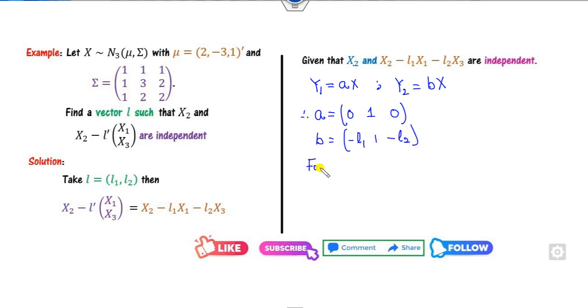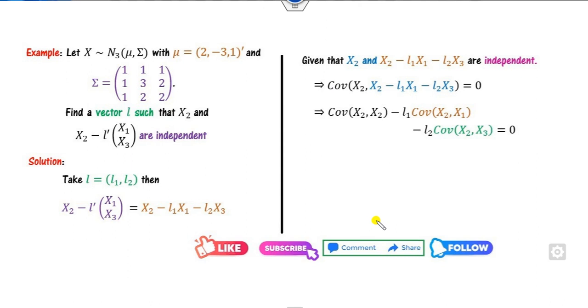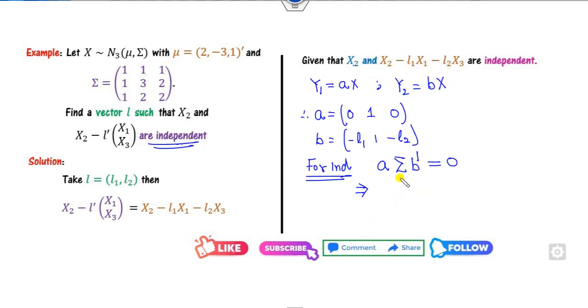For the case of independence, I need to calculate A sigma B transpose. Because the vectors are given to be independent, this is given to be 0. I can substitute the value of A, which is 0, 1, 0. What is sigma? 1, 1, 1, 1, 3, 2, 1, 2, 2. And B will be minus L1, 1, minus L2. It is 0. Now you can multiply them.